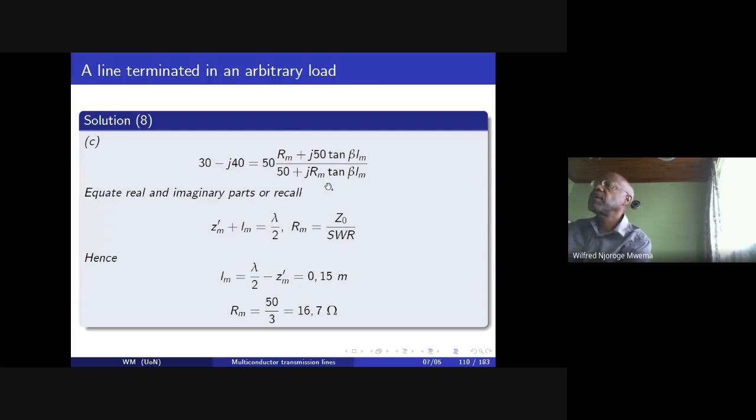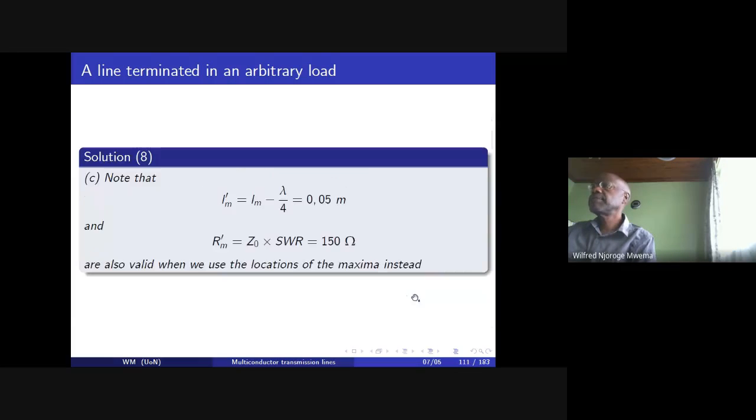We don't have to use this equation, okay? But those of us who like calculations can always revert to this kind of value, okay? And hence, Rm is going to be given by the characteristic impedance of the line divided by the standing wave ratio, and we get a value of 16.7 ohms. What I expect you to do as an exercise is try and use this equation and see whether you get the same value that I have here using the measurements.